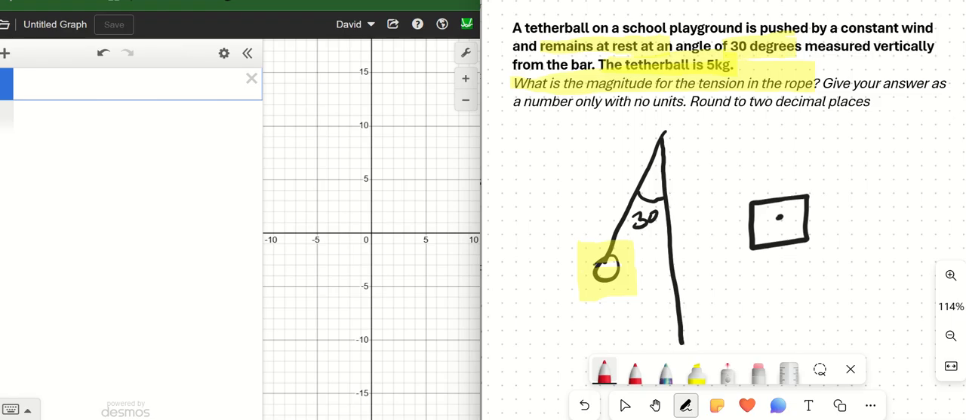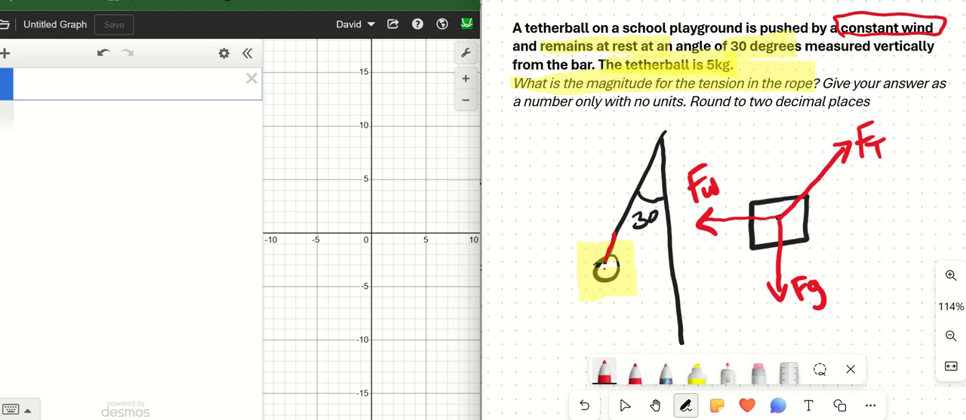Again, this is on Earth, so the first thing we want to start with is the force of gravity. And then it tells us that there is a constant wind. So that constant wind is going to be blowing on the ball, pushing it away from the pole. That's why we get that angle. So this is the force from the wind. And then I can also see that there's this rope attached to the ball. So that means I'm going to have another force coming up, and this is going to be the force of tension. Okay, so right away, we see that we have a diagonal force.